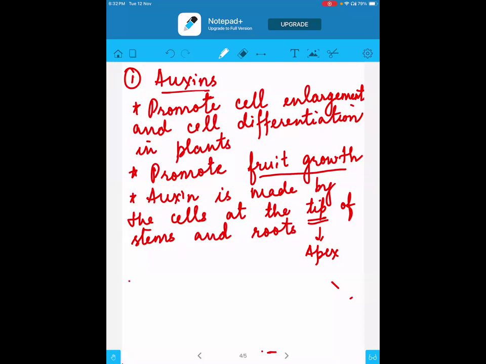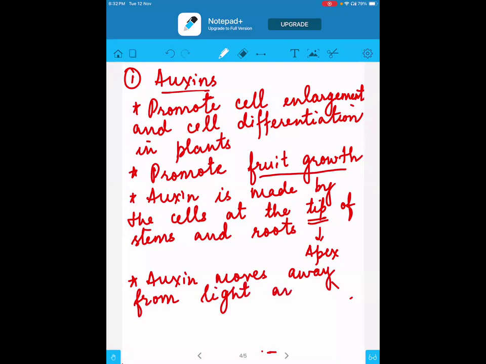The next point, auxin basically moves away from the light. So we have seen, right, last time. Wherever the light will be there, they start diffusing to the shadier area. They will move themselves to the shadier part of the area, and also they move towards gravity. So from the light they will move away, whereas towards the gravity they will be moving.